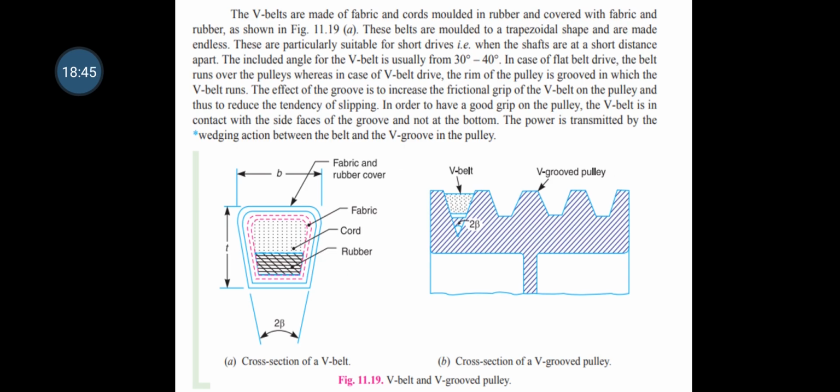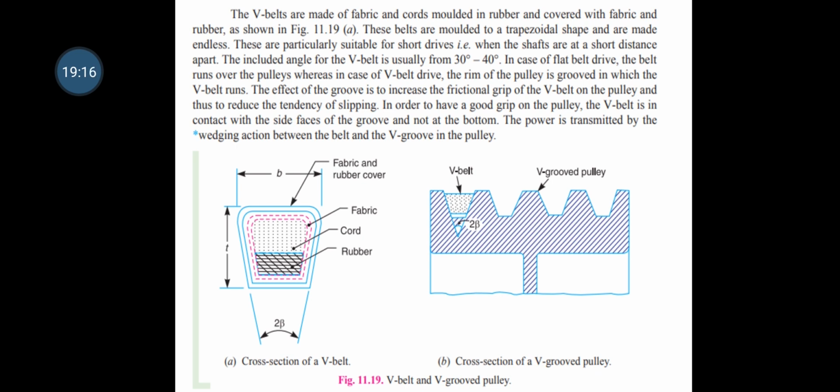V belts are made of fabric and cords molded in rubber and covered with fabric and rubber, as shown in this figure. These belts are molded to a trapezoidal shape and are made endless. These are particularly suitable for short drives, that is, when the shafts are at a short distance apart. The included angle of the V belt is usually from 30 degrees to 40 degrees.